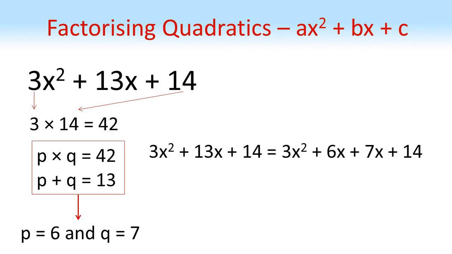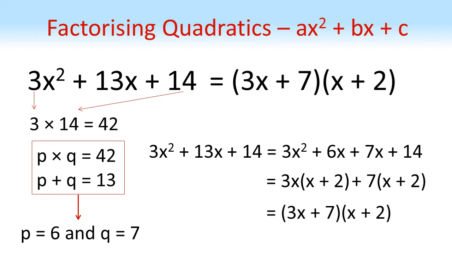What we do now is treat these four terms as two pairs. If we look at the 3x squared plus 6x at the beginning, we can factorise this because they're both multiples of 3x. So bringing the 3x out gives us 3x, x plus 2. We then factorise the second pair, 7x plus 14. So they're both multiples of 7. And bringing 7 out gives us 7, x plus 2. Now both these terms have got brackets of x plus 2 in them, so we can factorise further, giving us an answer of 3x plus 7 times x plus 2.